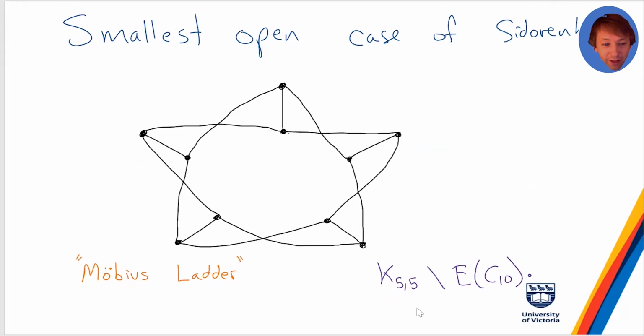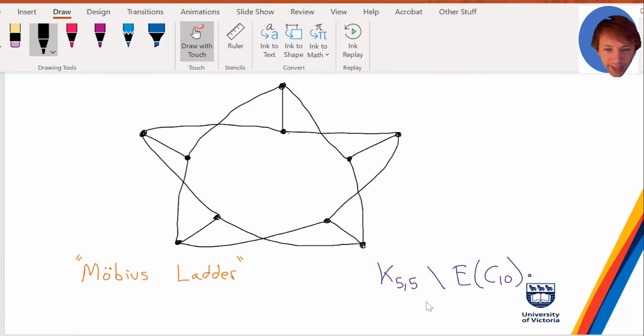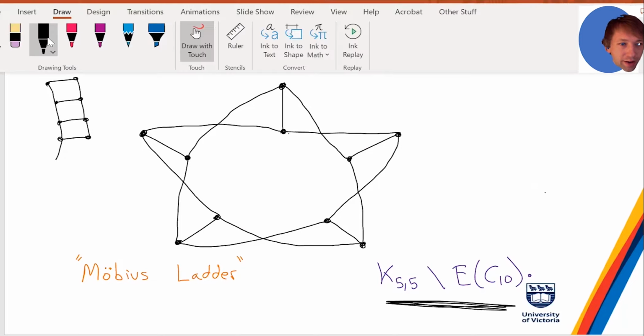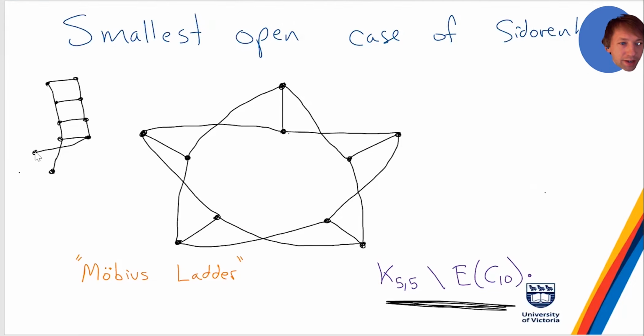If you're interested, the smallest case that people don't know the answer to, where they don't know if it satisfies the conjecture, is this funny graph here that they call the Mobius ladder. It's the same thing as taking a K5 and deleting the edges of a 10-cycle. It's called a Mobius ladder because you can also draw this as, if you imagine rungs of a ladder, and then at the last step you have these edges which cross. I haven't drawn this very well, but it's like a ladder that goes around back onto itself.